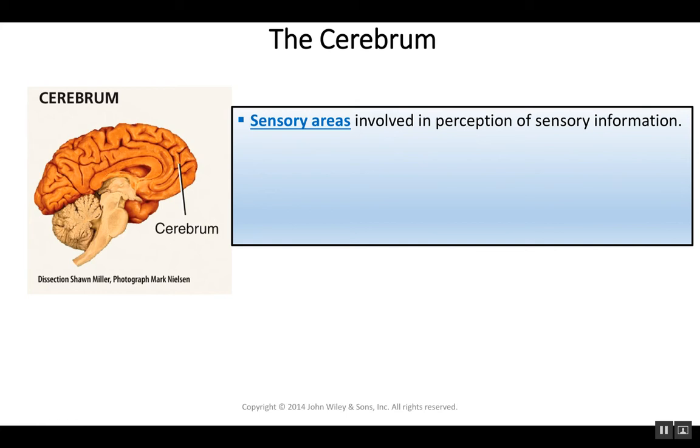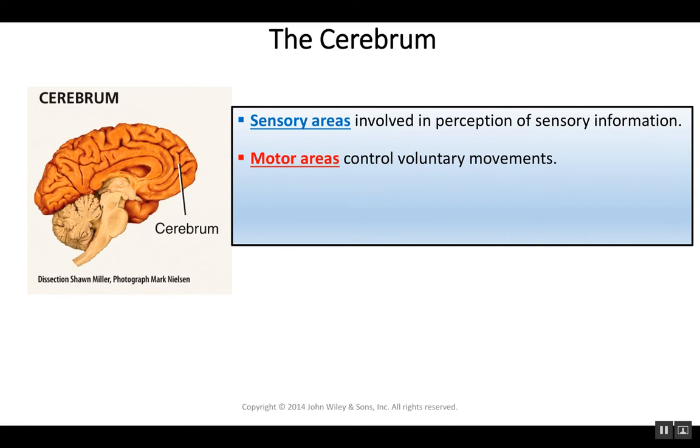So for example, it's going to have a visual area. A primary visual area is going to allow you to perceive what you see. It has an olfactory area. That's going to allow you to perceive what you smell. It has an auditory area that allows you to perceive what you hear. So those are all sensory areas. They help in the perception of the sensory information.